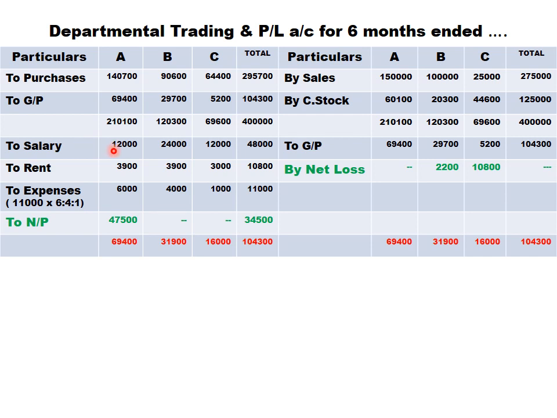Salary as shown in working note, A gets 12,000, B gets 24,000, C gets 12,000, and then total. Rent as calculated in the working note, 3,900 for A, 3,900 for B, 3,000 for C, and total. Expenses given in the question is 11,000, distribute in sales ratio, 6 by 11, 4 by 11, 1 by 11: 6,000, 4,000, 1,000. So A gets a net profit, B and C get a net loss. So students, kindly work out this problem very seriously. We'll go to the next question.